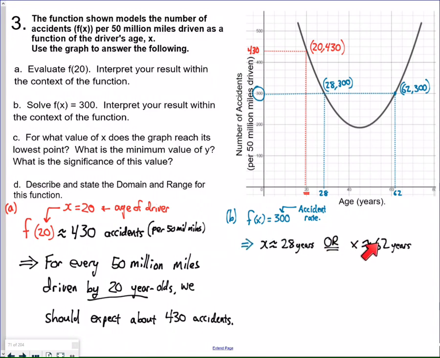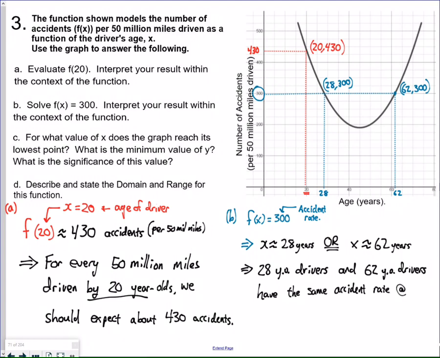Notice I don't just say 28 and 62, I say years, because that represents the age of drivers, not just some random number 28 or 62. Now for the interpretation, 28-year-old drivers and 62-year-old drivers both have the same accident rate at about 300 accidents per 50 million miles driven. So I suppose if you had all the 28-year-olds and 62-year-olds driving for 100 million miles, then you could expect 600 accidents. So stay off the sidewalks.